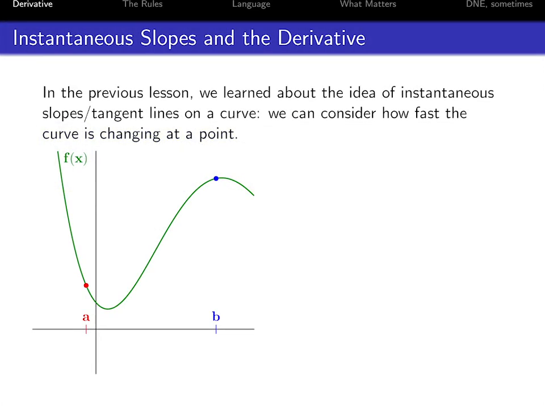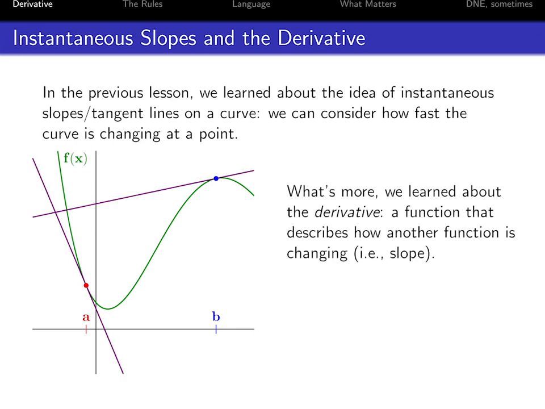So in the previous lesson, we learned about the idea of instantaneous slopes, that is, tangent lines on a curve. We can consider how fast the curve is changing at a point, right? As opposed to having slope be only about lines, we figured out a way that we could make it make sense on a curve. How fast, what direction does the curve have there? And what's more, we learned about the derivative, a function that describes how another function is changing, that is, the slope of that first function.